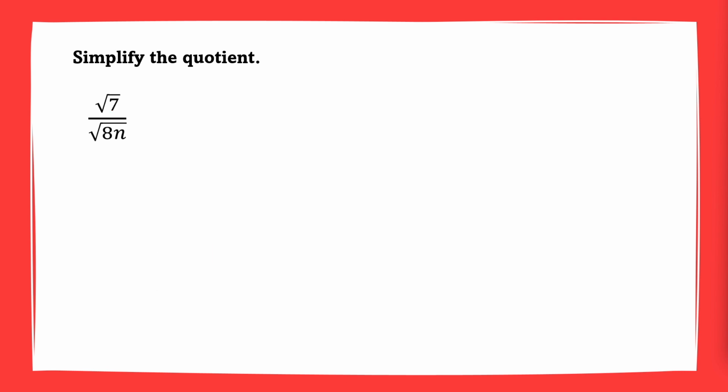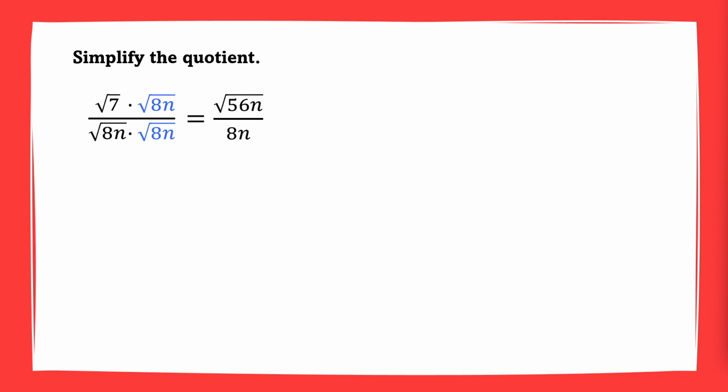To simplify this fraction, start by getting rid of the square root in the denominator. Multiply both the top and bottom by the square root of 8n. In the denominator, we get just 8n, and multiplying the top gives you the square root of 56n.